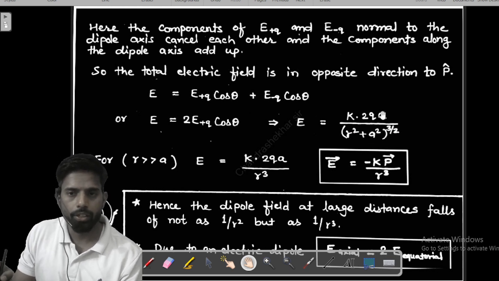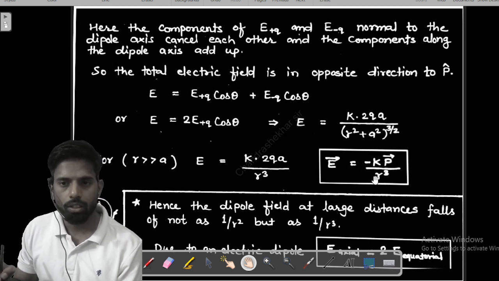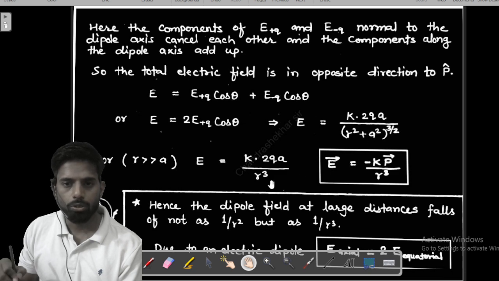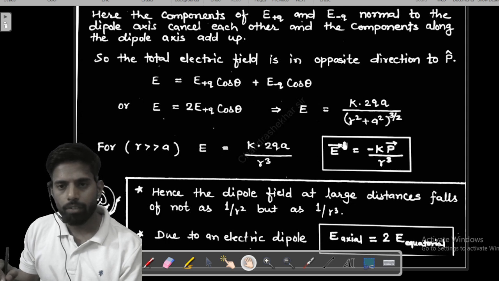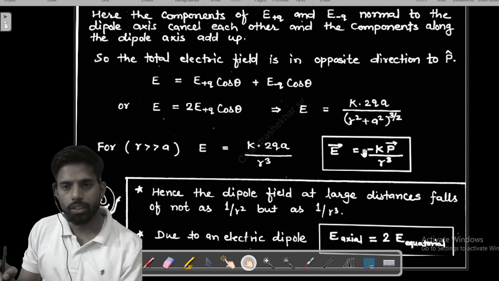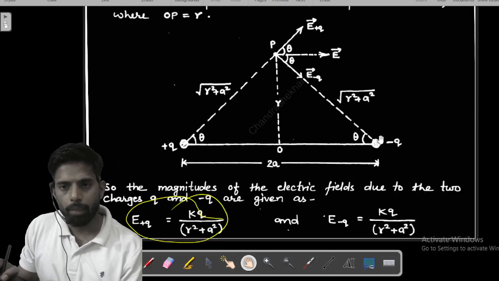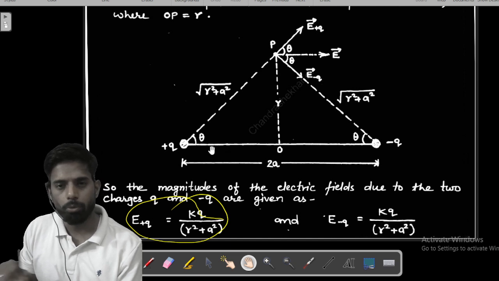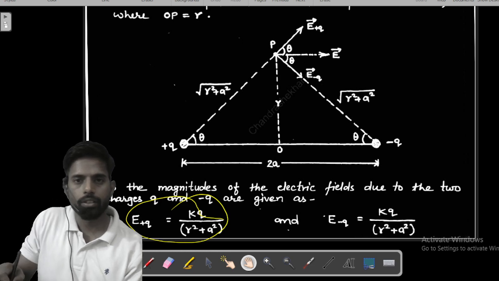And 2QA you can write in dipole moment form, you can write rho. So the formula is net electric field is minus K rho upon R cube. If R is very large, meaning for a short dipole, you can neglect A, you can write A as 0. So this is the formula for electric field at the equatorial point. If you write in vector form, electric field direction and dipole moment direction are opposite to each other, that's why you put here a negative sign. You see here electric field direction is this side and dipole moment direction is always from negative to positive. So dipole moment direction is toward left and electric field direction is toward right.